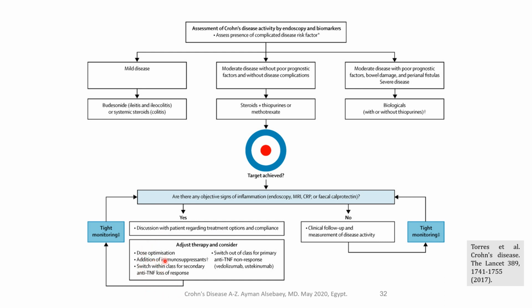I need to do dose optimization or I need to add immunosuppressant like azathioprine. I need to switch the drug group from anti-TNF to anti-integrin like vedolizumab, okay? If I achieve this, I will monitor the inflammatory markers again. If they have decreased, I did tight monitoring of the disease and I have achieved my target. Okay?